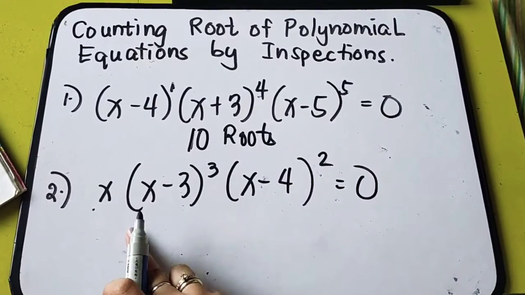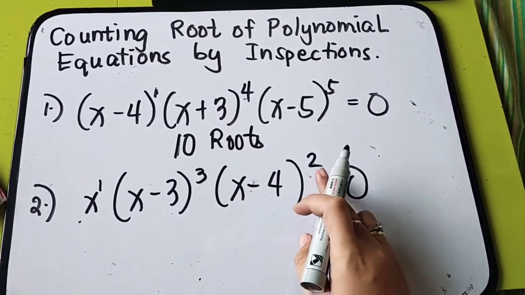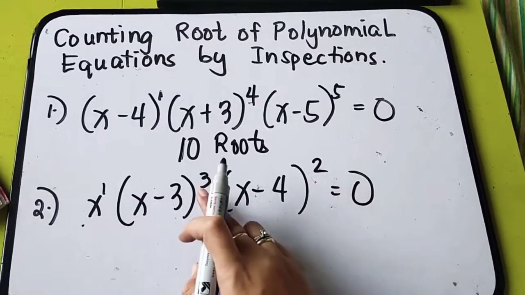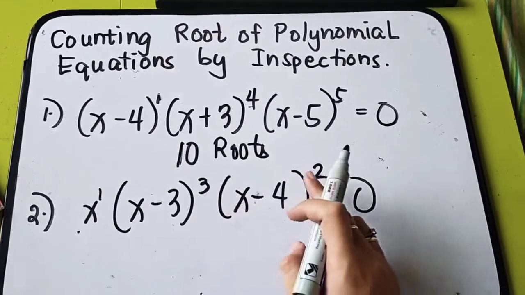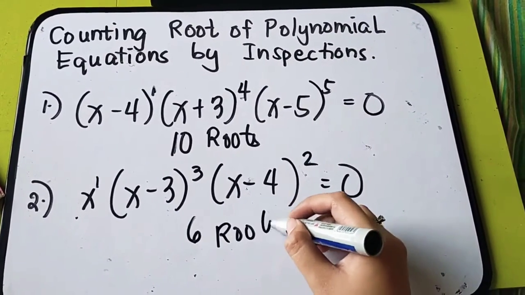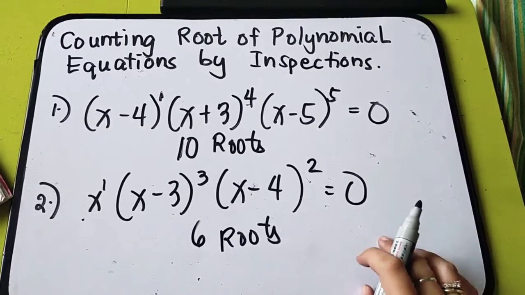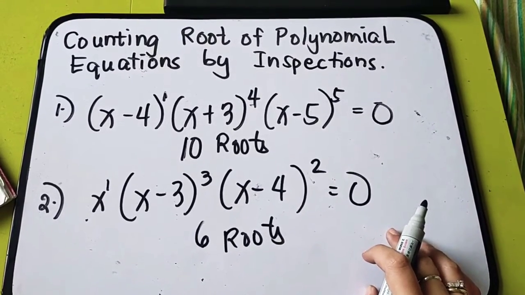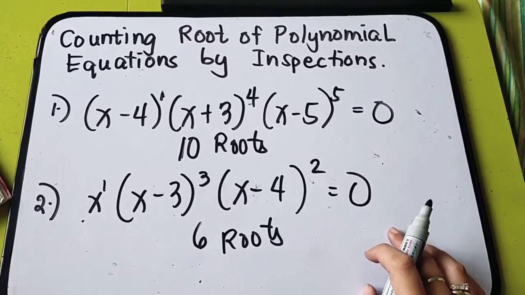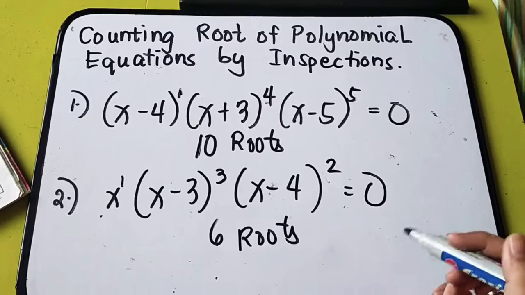Next, we have here the exponents. So again, for the exponents, we have 2 plus 3 plus 1. So the answer is 6 roots. So that is how you are going to count the roots of the given factored polynomials. Okay?